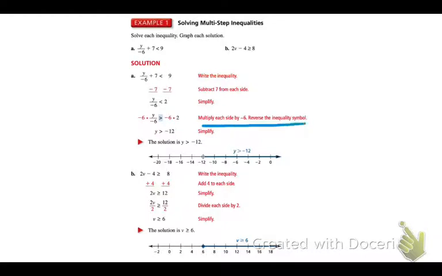This is really important at this step if you're multiplying or dividing by a negative number. And then we get y is greater than -12 and we graph it, which is an open circle. So in part B, we will first add 4 to both sides, then come back and divide by 2. Notice that we did not need to reverse the symbol because we were not dividing by a negative number.